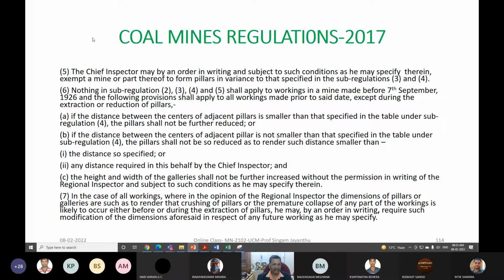Now, nothing in sub-regulation 2, 3, 4, and 5 shall apply to workings in a mine made before 7 September 1926. Still, that is valid, although there may not be any mines working like this. And the following provisions shall apply to all workings made prior to the said date, except during the extraction or reduction of the pillars. What are they? If the distance between the centers of adjacent pillars is smaller than that specified in the table under sub-regulation 4, whatever we have seen, the pillar shall not be further reduced. I hope you understood the meaning of this. If it was done before, before that regulation was formulated, these cases are very few nowadays because those mines might have been closed. But as a regulation, it should be there that they kept it like that. Then, in that case, that should not be further reduced.